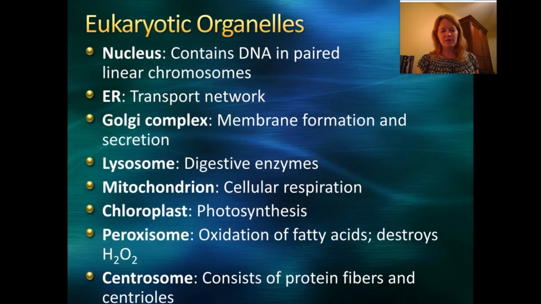So we're not going to talk in detail about all of the eukaryotic organelles today, but just know that they include the nucleus, the ER, the smooth ER, and the rough ER, which includes the ribosome, Golgi complex, lysosome, mitochondrion, chloroplast, peroxisome, and centrosome. Our next session will be spent talking in a lot of detail about all of the different eukaryotic organelles, their function, and their structure.